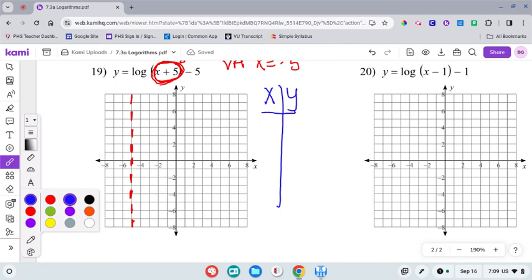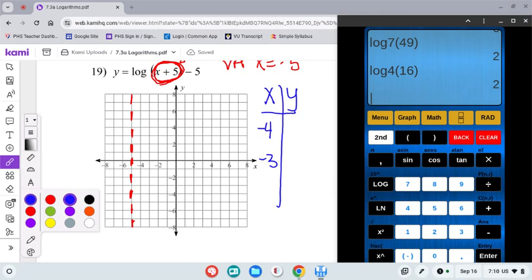Well, my vertical asymptote is at -5, so why don't we stay to the right of that and do maybe -4, maybe -3. I don't know how many points we need. We need as many points as we need. So we can type this into the calculator. The problem is just a regular log. It's not a log 7 or a log 4 or anything like that. This is the only one where you have a special button for it. This button is the log. It's actually a log base 10.